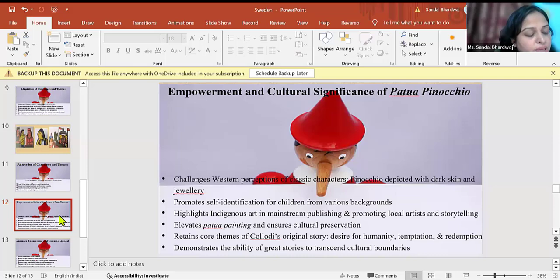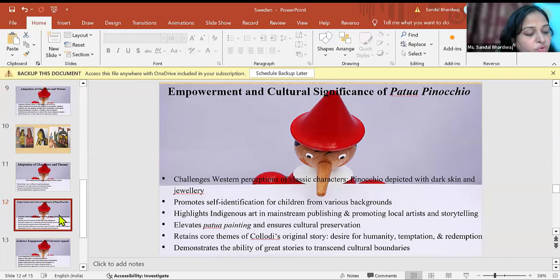Patua Pinocchio is a powerful example of empowerment and representation in children's literature. Through Patua Pinocchio, Chitrakar reimagines Pinocchio with dark skin and delicate jewelry, challenging Western perceptions of the character. This visual transformation allows children from diverse backgrounds to see themselves in a classic tale. The book also highlights the importance of indigenous art in mainstream publication.